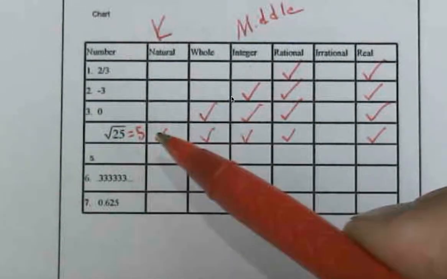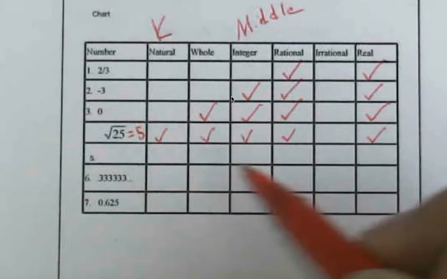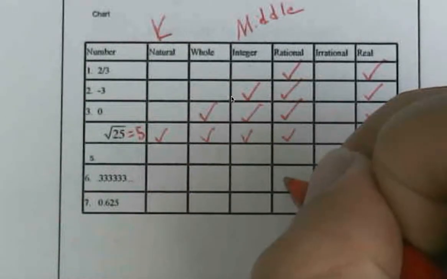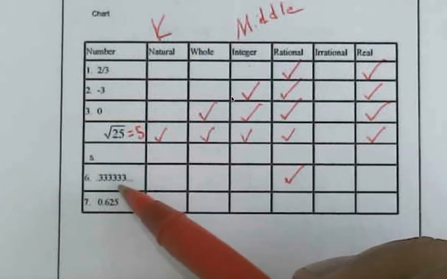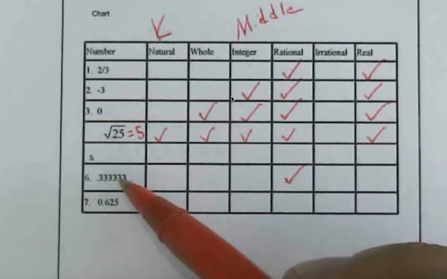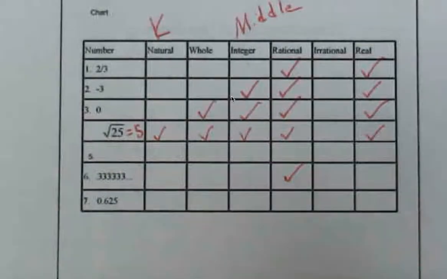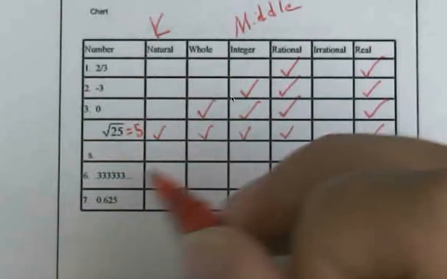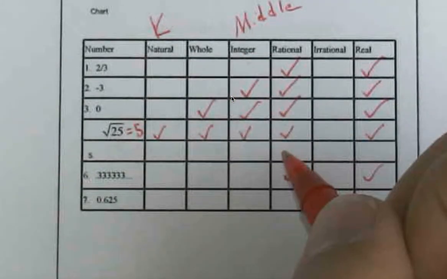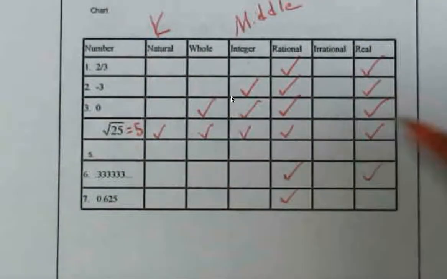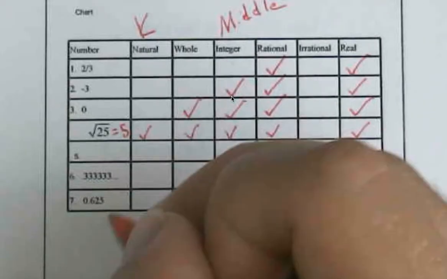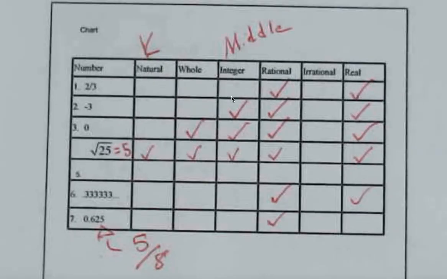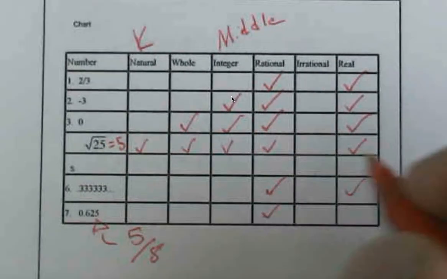So let's look at this one. We have 0.33333 repeating. It's not a whole number. We could write it as a fraction of 1/3, however, and it does not terminate, but there is a pattern, so we say it's rational, and it's also real. 0.625, it's not natural, whole, or an integer. We can say it is rational, however. I'm pretty sure this is 5/8 in disguise. Since this does terminate also, it is rational, and it's also real.